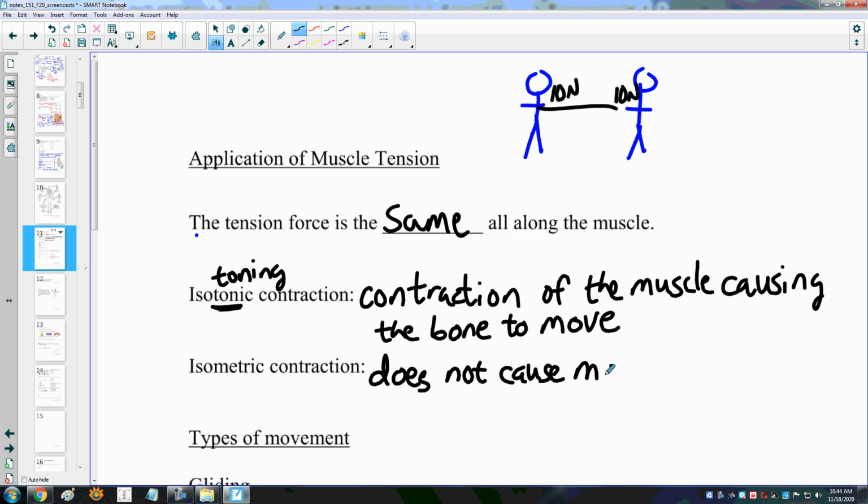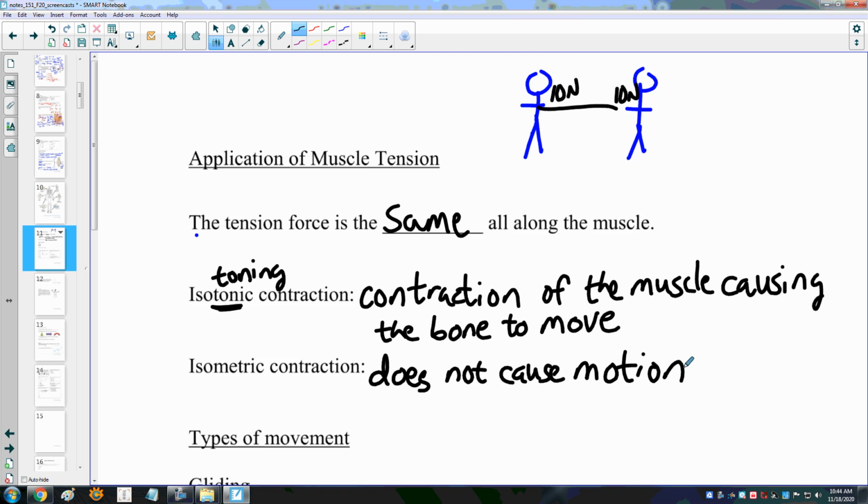So you should try that right now. Do an isotonic contraction. Maybe you're flexing your biceps, moving your arm back and forth, and then you can do an isometric contraction where you're tensing your muscles, but not causing any motion.